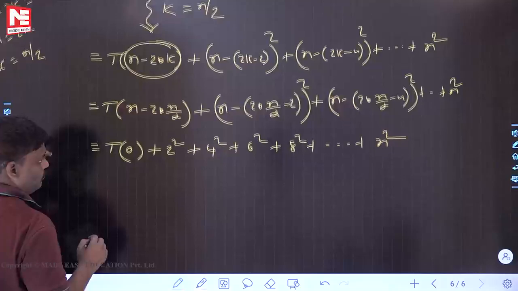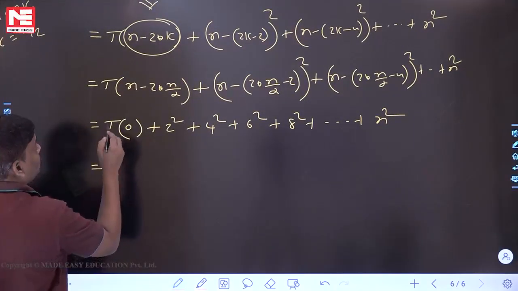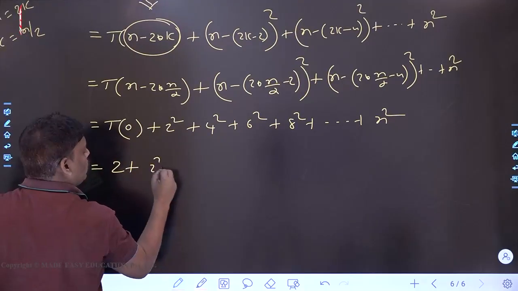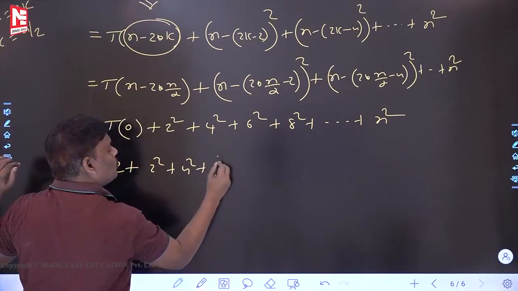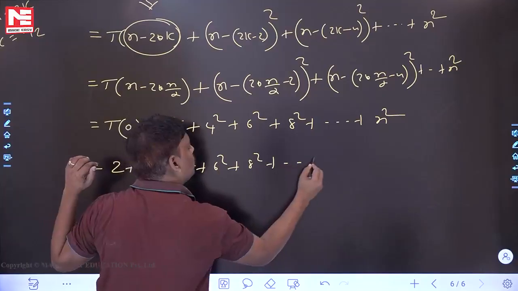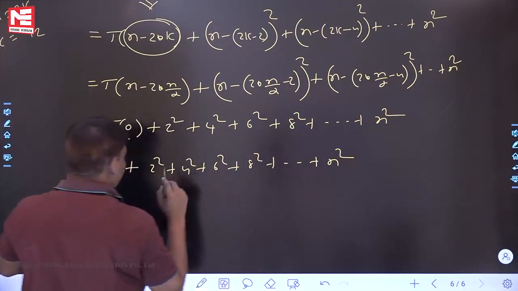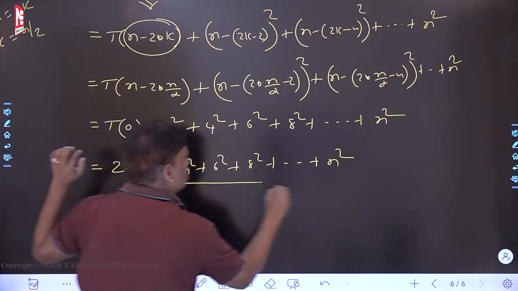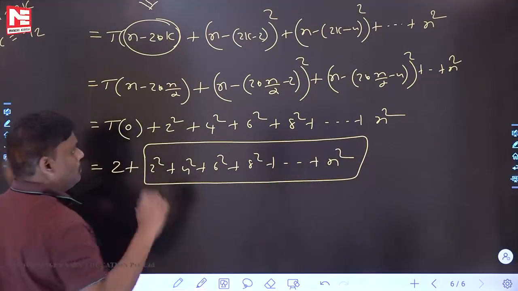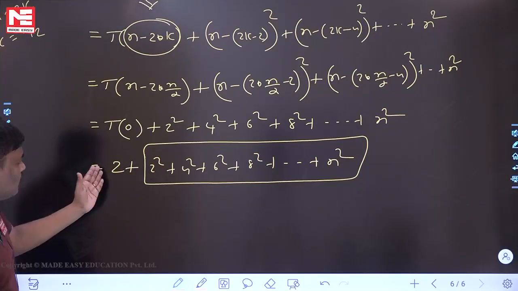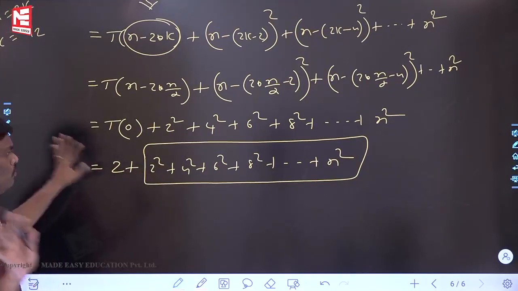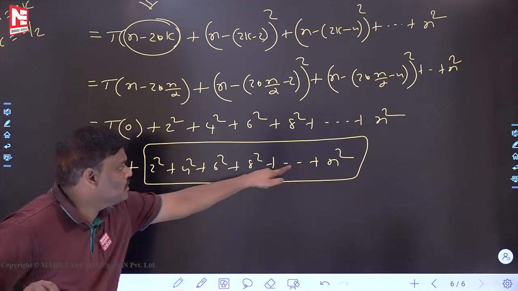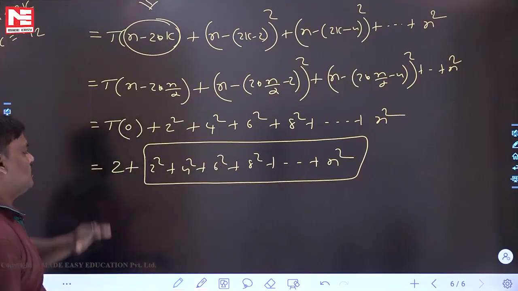Right? N square. So now can you help me, what is the T of 0? See the termination, 2 plus. Right? It is 2 plus, 2 square plus, 4 square plus, 6 square plus, 8 square plus, and so on. Lastly, n square. In this problem, we have to learn only how to solve this series. This is not part of the series. If at all possible, you can add this also. There is no objection at all. Whether you add this or not, it's up to you. But this series, how to solve, let's see now.